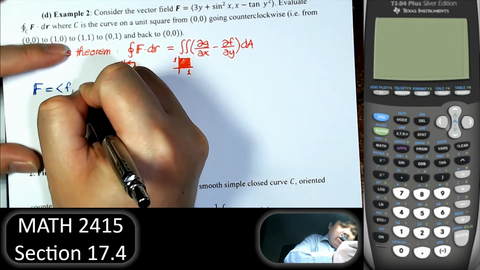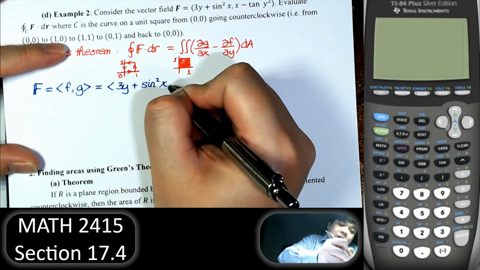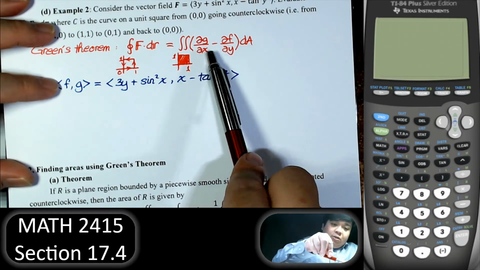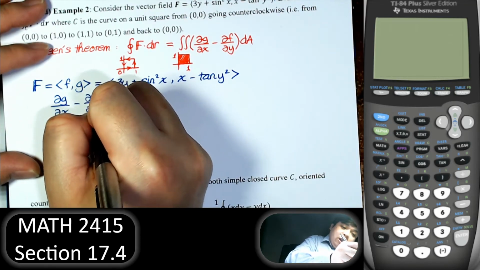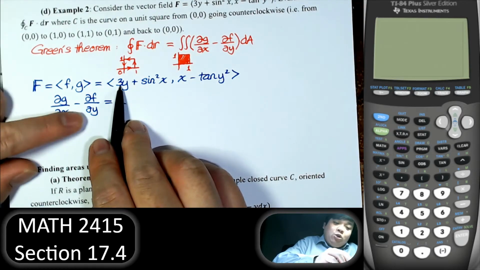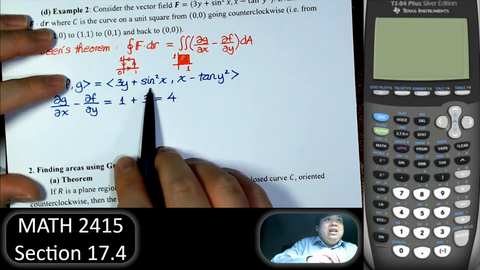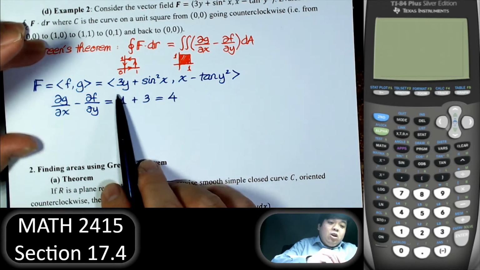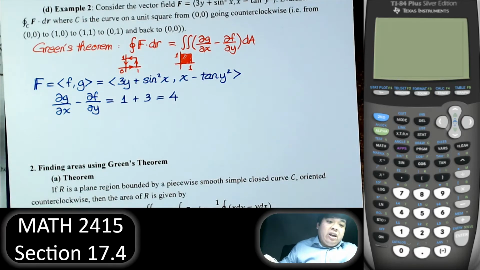So we have the vector field of two components f and g, equal to 3y plus sine squared x, minus tangent y squared. Right, now let's evaluate the derivative of g with respect to x. In Green's theorem we need to evaluate the derivative of g with respect to x and the derivative of f with respect to y. The derivative of g with respect to x is just 1, and the derivative of f with respect to y is 3, so that's 4. So the sine squared and the tangent y squared here don't contribute anything to that integral. Whether we have those terms or not doesn't matter. Green doesn't care about that.